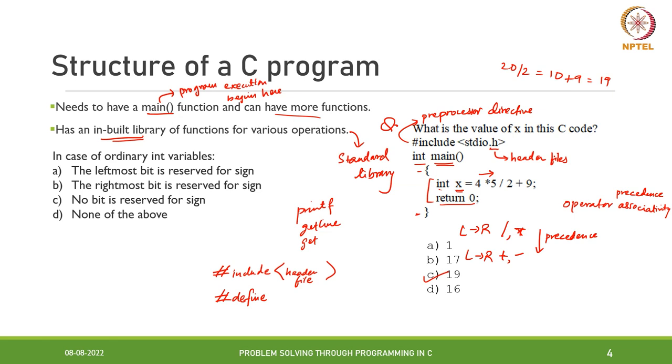All right. Does everyone understand how the value of x came to be 19 here?